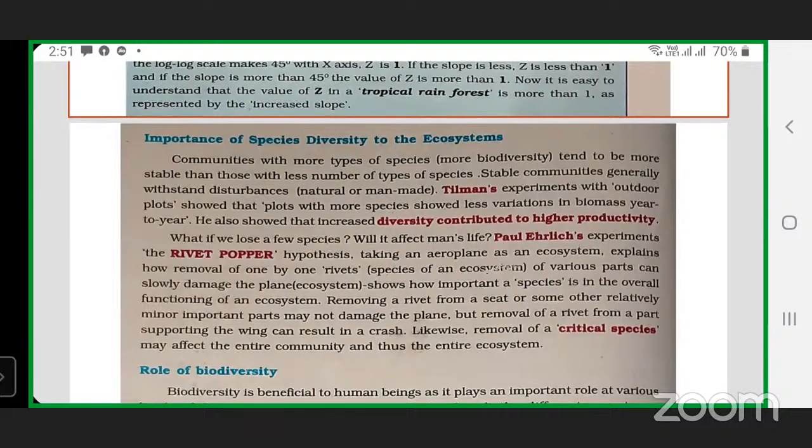Not only that, the species diversity contributed to higher productivity. Whenever the species richness is high, automatically the productivity will also be high. That is Tilman's experiment.